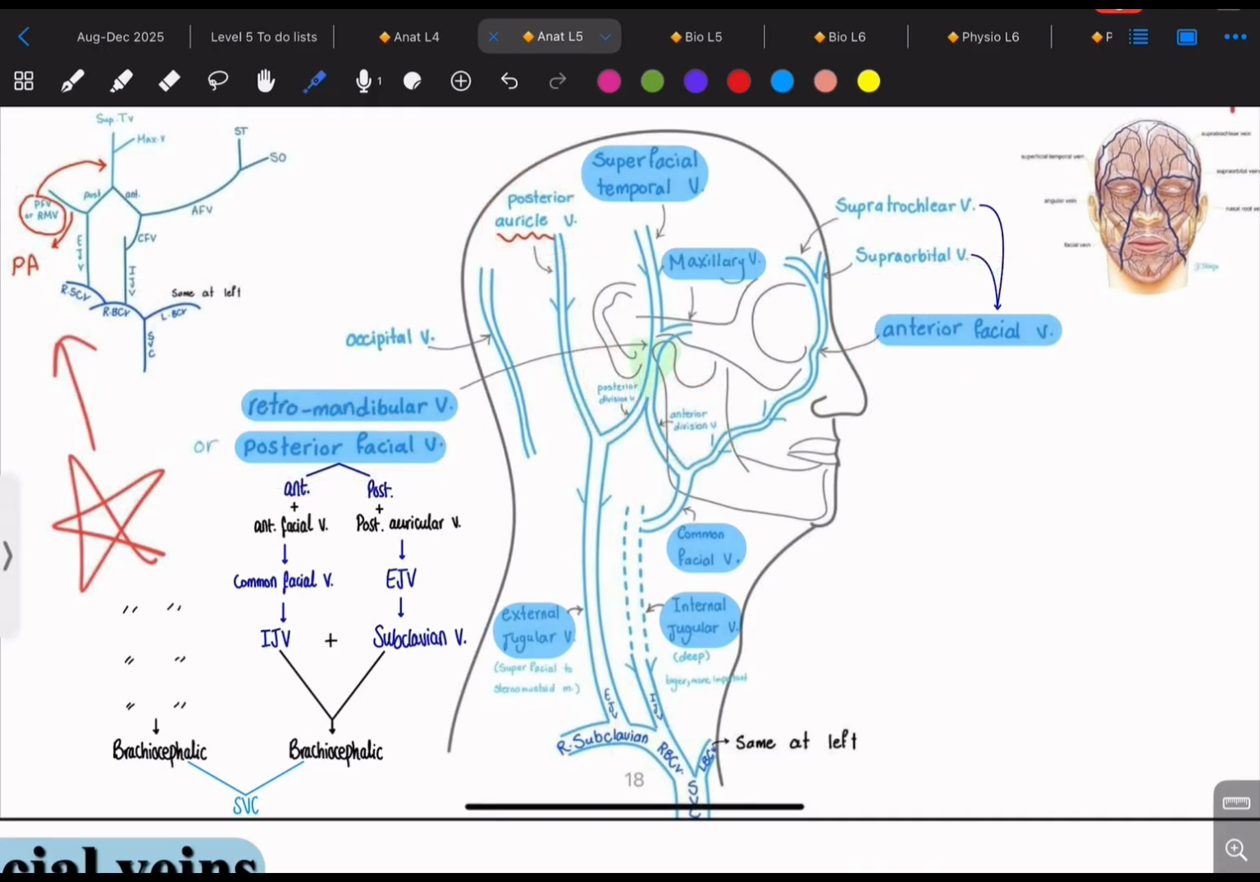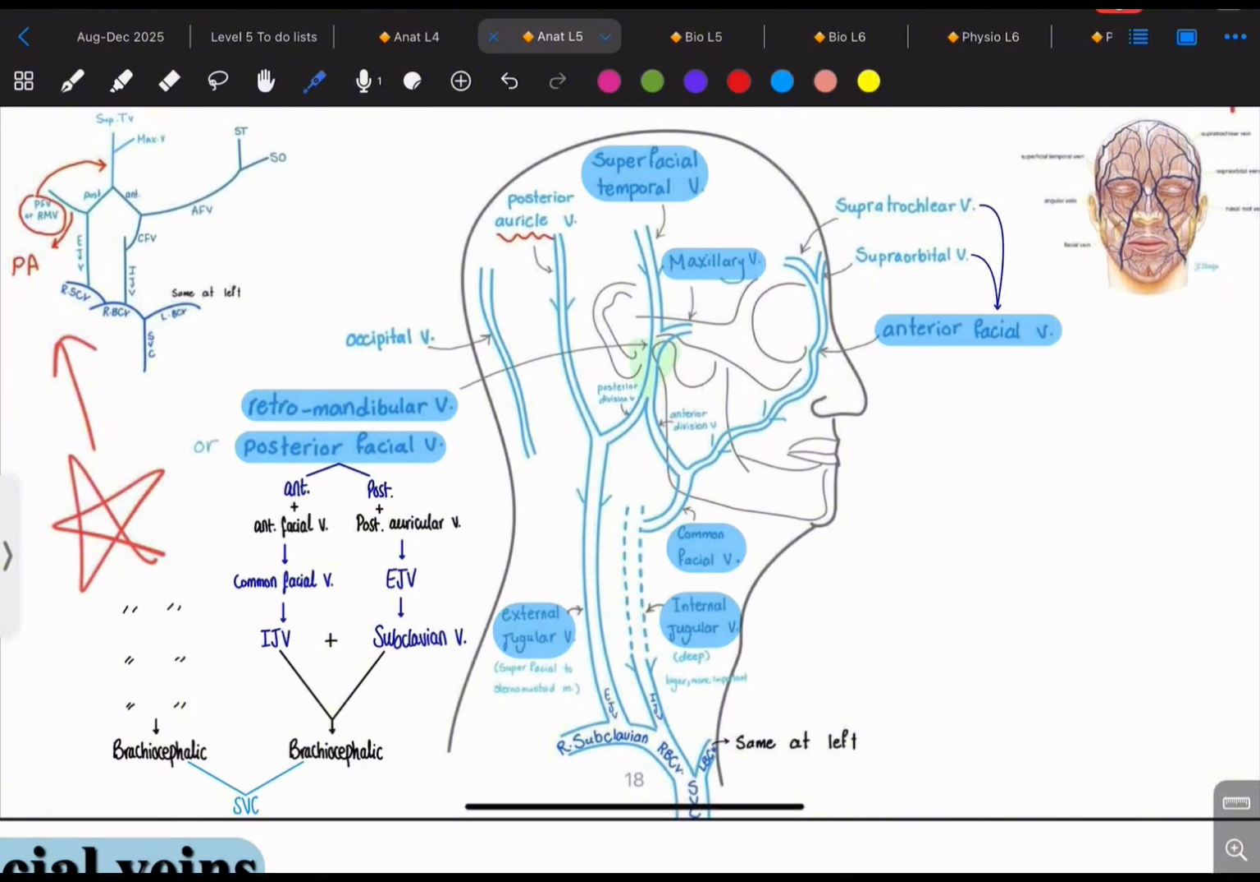Okay? When they merge together, what do they give us? They give us the external jugular vein. So the external jugular vein, how is it formed? It's formed when the posterior auricular vein merges with the posterior division of the posterior facial vein. Okay. So where have we reached now? We reached a point where we have a common facial vein, and here an external jugular vein. Is it possible to have an external jugular vein and not have an internal one? We have to have an internal one, right?